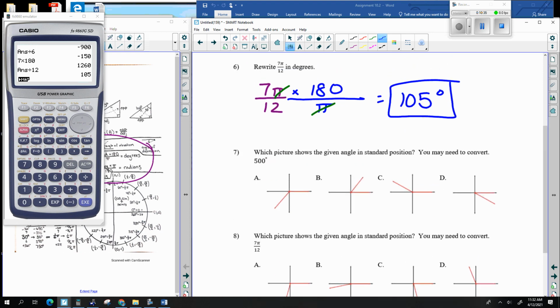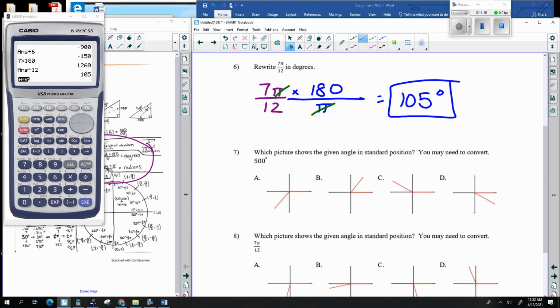Now what we are asked to do is identify what potentially could be your angle in quote unquote standard position. Standard position just means our angle is somewhere in between 0 and 360 degrees. It's somewhere in the world of reality. Here they give us 500 degrees, which is more than one circle.